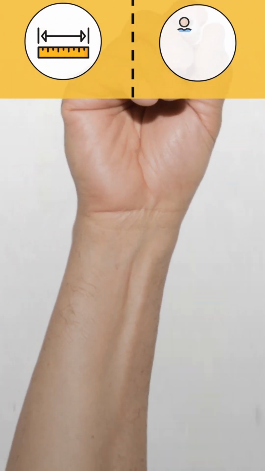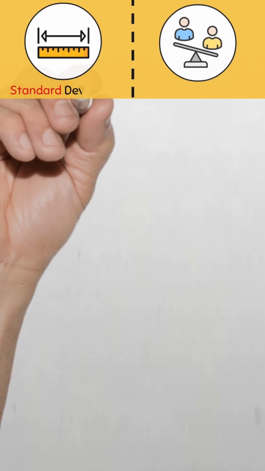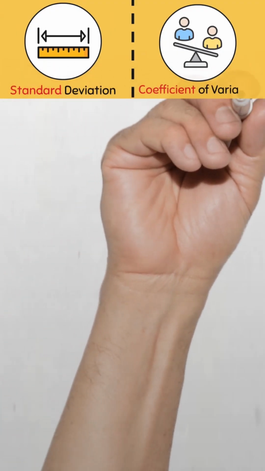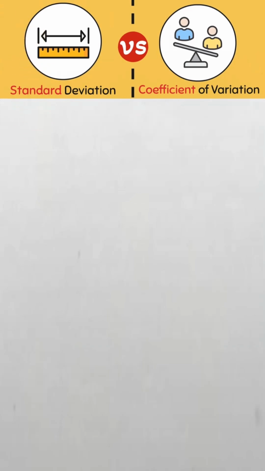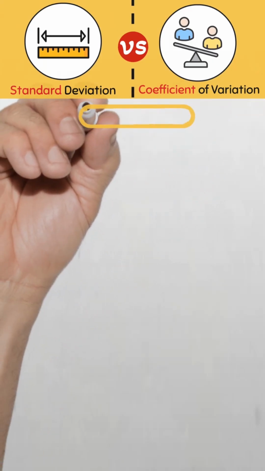Today we're diving into two important concepts, standard deviation and coefficient of variation. We will break down what they mean and how they are different and use easy public health examples to help you understand. Let's get started. First, let's draw an infographic to highlight these differences. On the left, we have standard deviation, and on the right, coefficient of variation. Both measure how spread out data is, but they do it in different ways and are used in different situations.